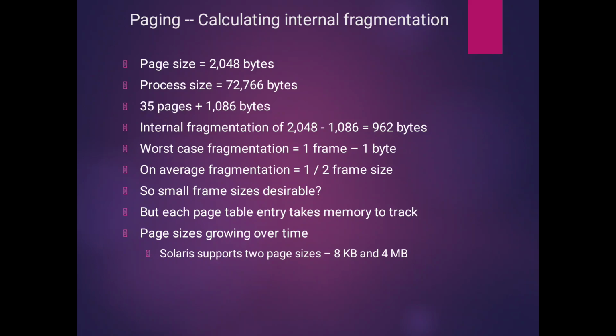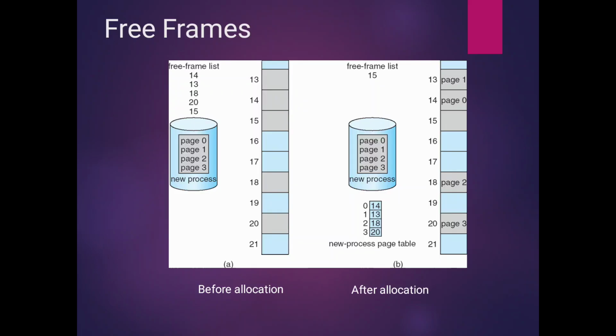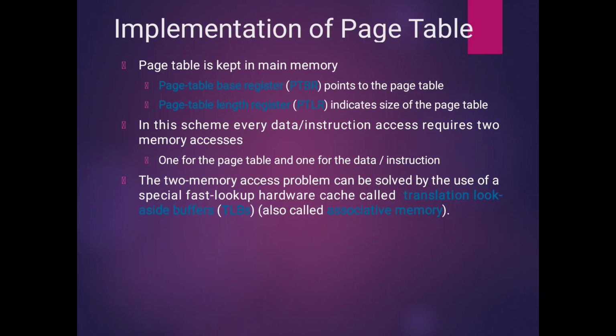So a small frame size is desirable. But each page table entry takes memory to track. So page size has been growing over time. Here pages 14, 13, 18, 20, 15 are waiting to be allocated free frames. In this new process, the free frame slots are only 4, 0, 1, 2, 3. So 14 is allotted, 13 allotted, 18 and 20 are placed in particular frames in the main memory, but 15 is not allotted because there is no free space.